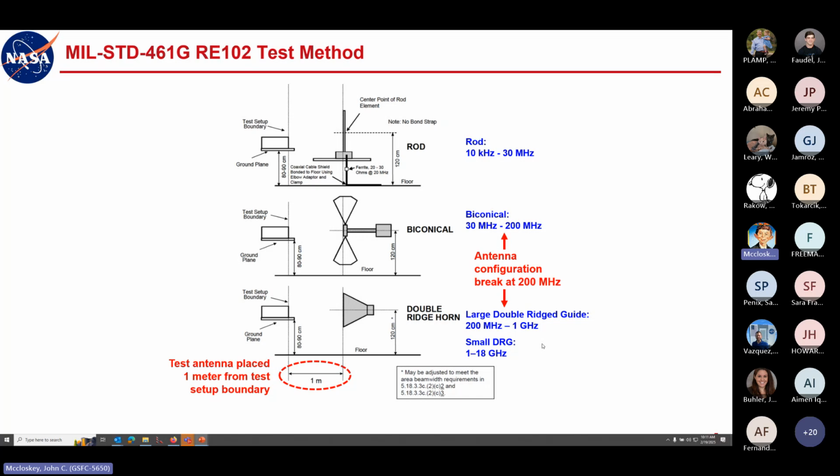But we have an antenna configuration break at 200 megahertz. So that's what makes that a convenient place to say, well, okay, we'll do RE102 only above 200 megahertz. Generally, the lowest receiver we deal with is range safety at about between 400 and 500 megahertz. So strictly speaking, we could probably start there. But if we're going to be hooking up this antenna in that frequency range anyway, we'll just go ahead and start at 200 megahertz, at least by default.